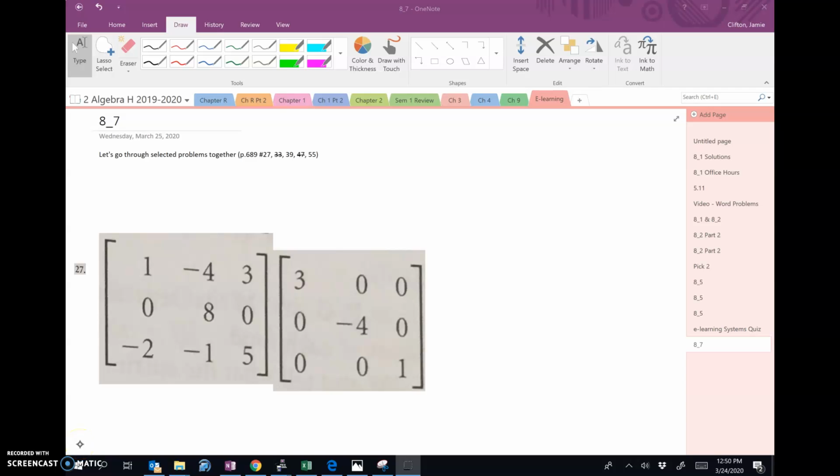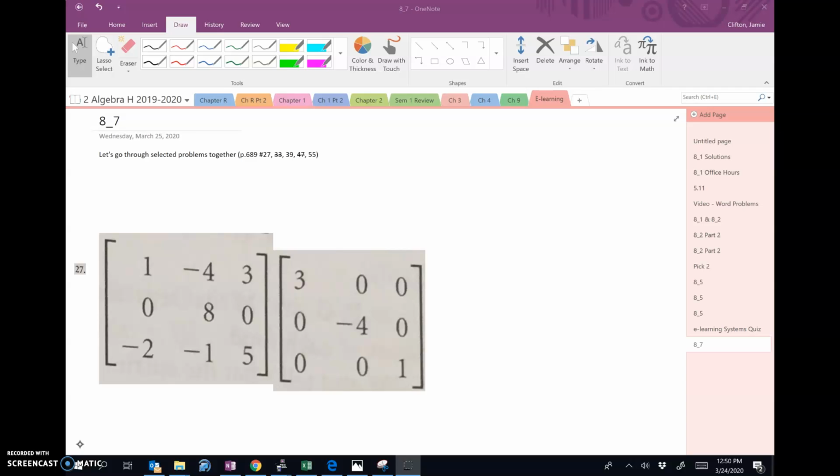I wanted to make my own matrix multiplication video, recognizing that this one is quite tricky. So we're going to go through selected problems of assignment 8-7. And here's the first one I've selected, 27. So on 27, go ahead and write down the matrices, but don't write them down next to each other the way the book gives.